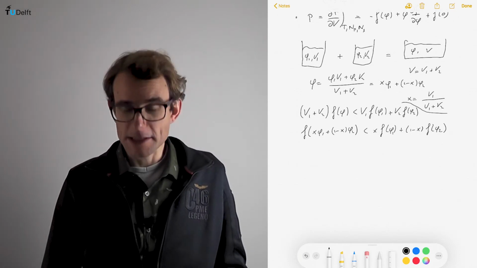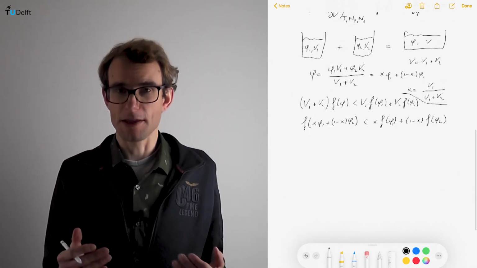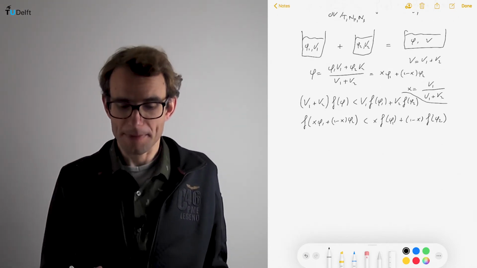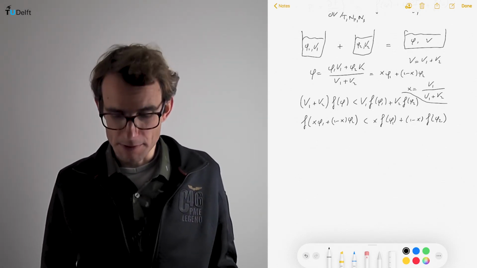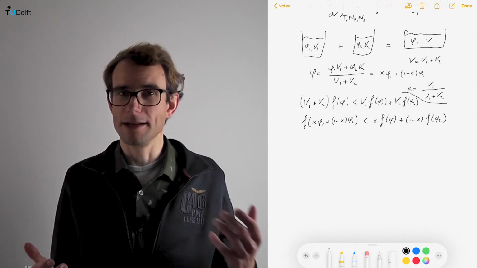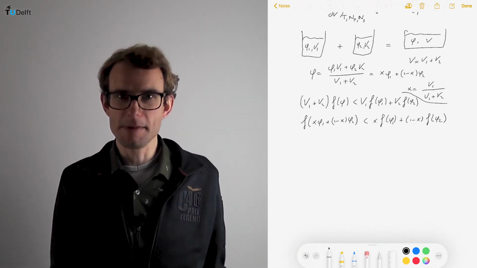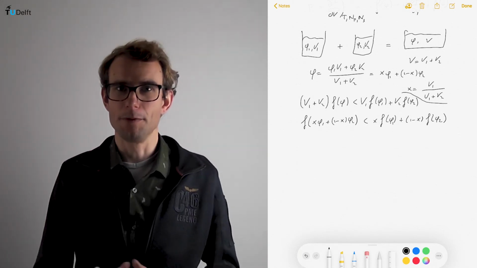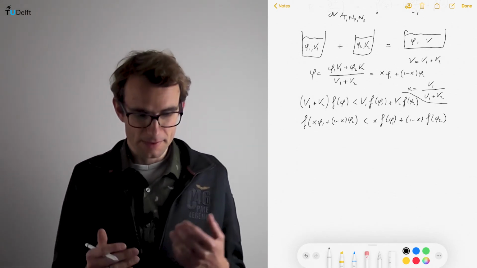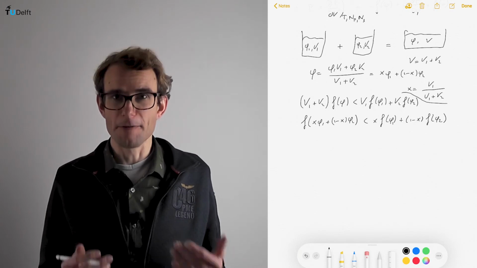All right, and this must be true for any value of x between 0 and 1. If there is a value of x between 0 and 1 for which the right-hand side is lower than the left-hand side, we can demix the system and thereby lower the free energy, and that in general will then also happen. Now, mathematically, what does this mean?